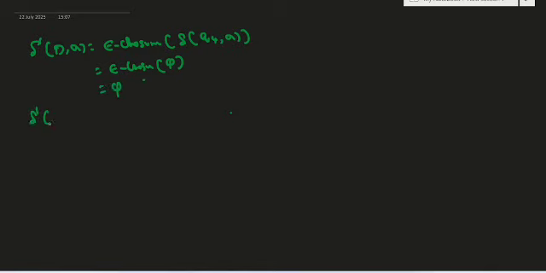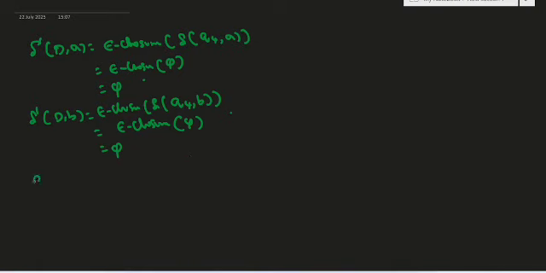Now delta dash of D comma B is equal to epsilon closure of delta of Q4 comma B. So Q4 comma B, again you cannot apply B in Q4. So it again results in epsilon closure of pi. So this also results in pi. Now we have processed up to D states. Now we will process E state.